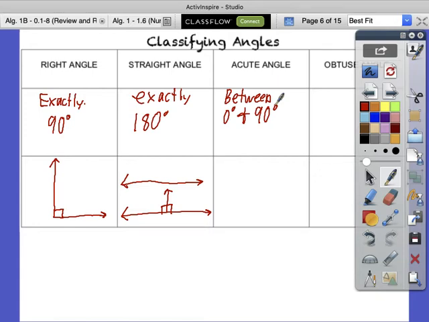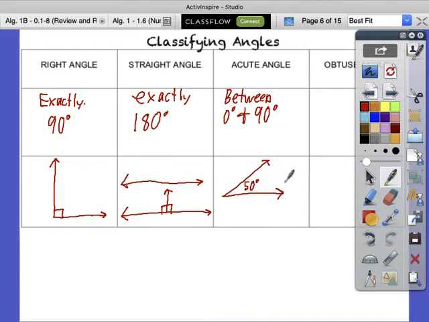So it has to be somewhere between 0 and 90, okay? It cannot be 90. It can be 89.99999, okay? It can be 0.1, but it can't be 0 and it can't be 90. A 0 degree angle doesn't exist, just so you know. So here's an example of an acute angle. Let's say maybe this one looks like it's about 50 degrees. Just guessing.